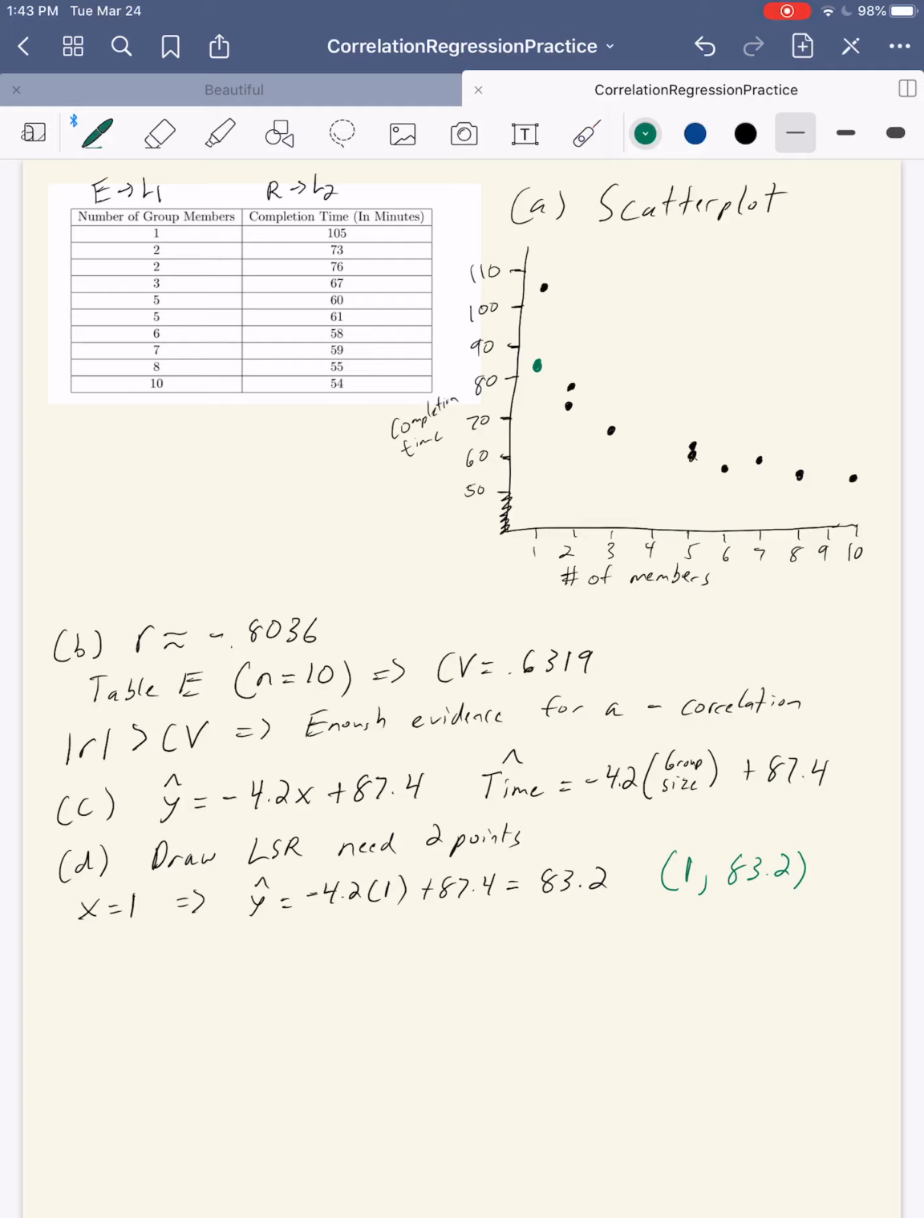All right, let's go ahead and do another one. The end of our axis was 10, so we'll try to use that. x equals 10, that gives us y hat is negative 4.2 times 10 plus 87.4, and if we do that, that should give us about 45.4, which means our second point we want to use is 10 and 45.4.